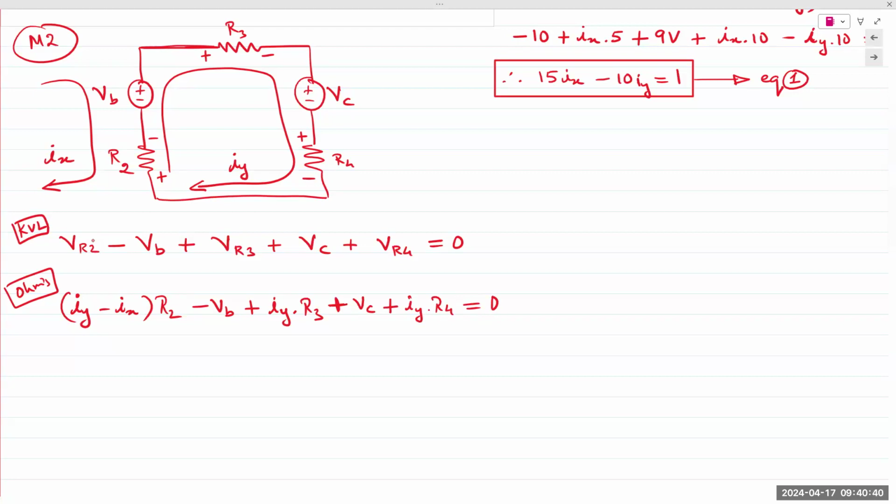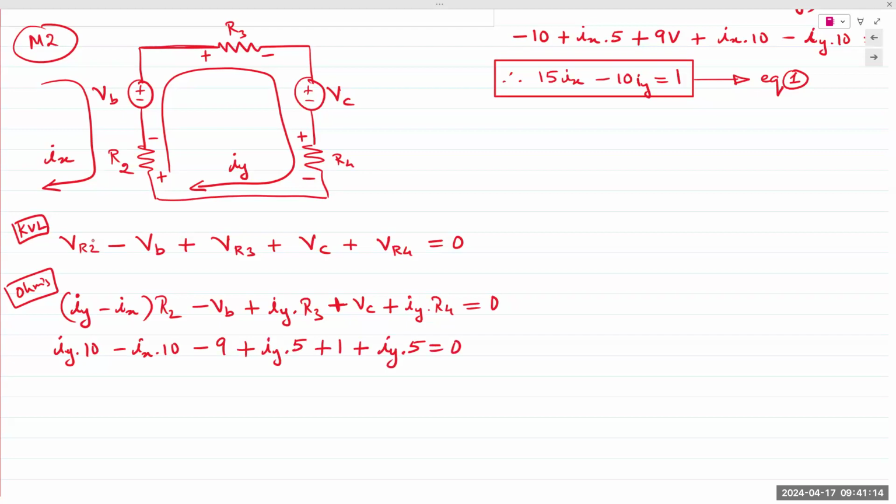So (IY minus IX) times R2. What is R2? 10 ohms. So I would have IY times 10 minus Ix times 10. VB is 9 volts, so 9, plus Iy times R3, 5, plus Vc, which is 1 volt, plus Iy times R4. So Iy times 5.